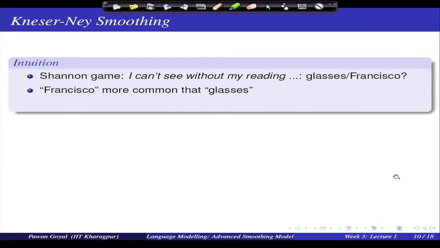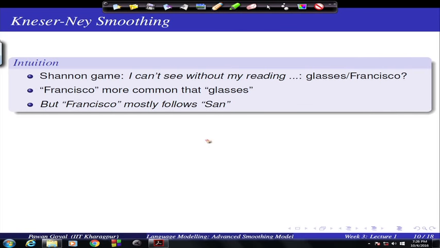Francisco is more common than glasses in my data, but I can use this idea: whenever I see Francisco, it occurs only after San, as in San Francisco. On the other hand, whenever I see glasses, it occurs after multiple different words. So this is the intuition: given a word, I'll see what other words it comes with. If I take the word Francisco, it occurs maybe with only one word, San.